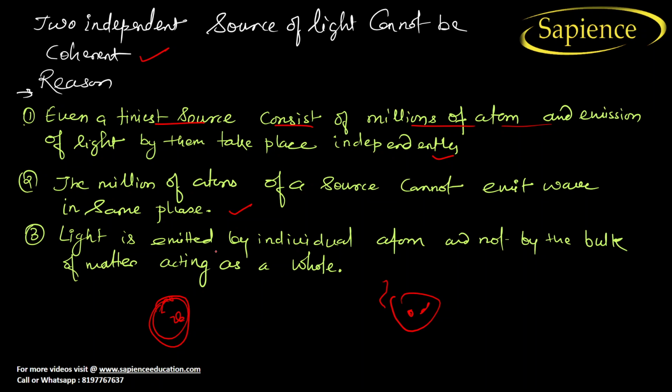Light is emitted by the individual atom and not by the bulk matter acting as a whole. So it is the individual atom, it is not like bulk matter. So this part and this part will emit light of the same phase, same frequency, right?